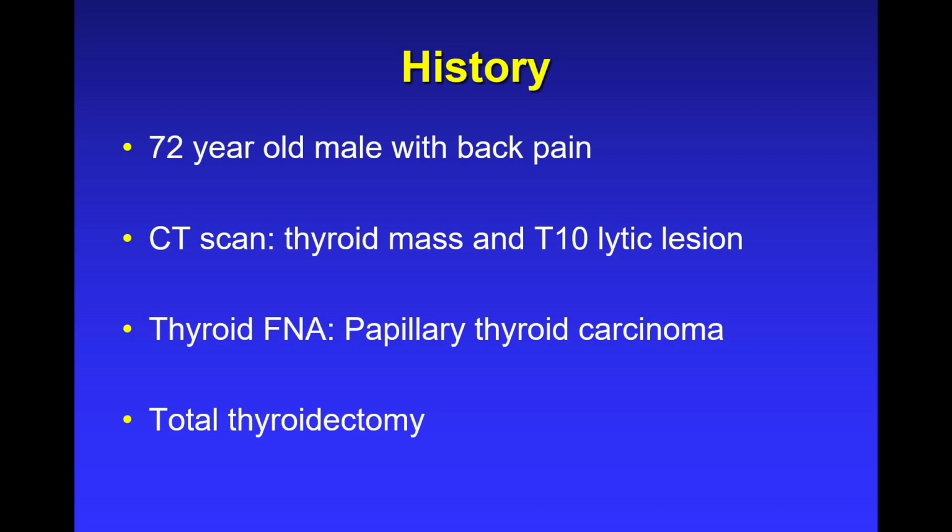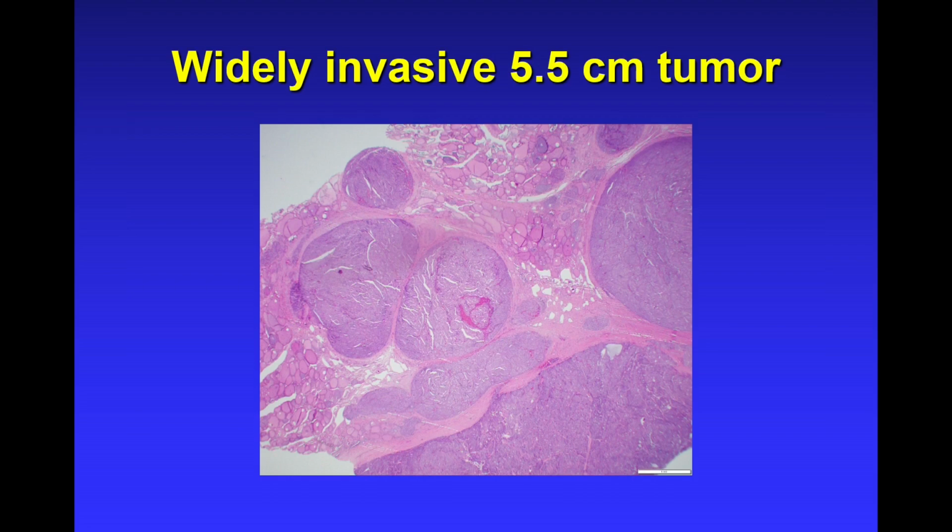Okay, thank you, Mira. So let's try not to lose time. The slide I sent you is from a 72-year-old male with back pain. A CT scan was done. It shows a thyroid mass and a T10 lytic lesion that showed a carcinoma, and the thyroid FNA showed a papillary thyroid carcinoma. So the patient naturally underwent a total thyroidectomy.